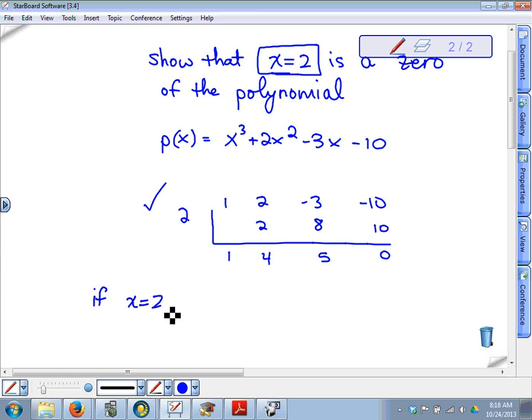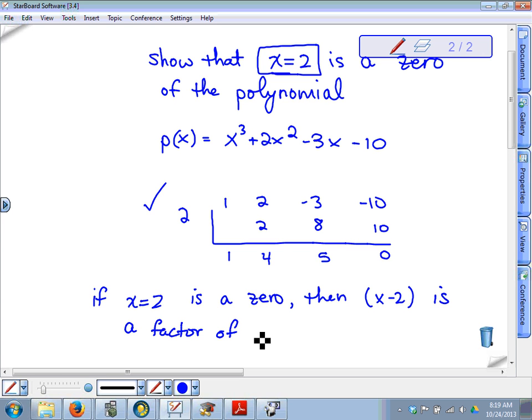If x equals 2, write this down. If x equals 2 is a 0, then (x minus 2) is a factor of p of x. Here's the reason this is so incredibly important.